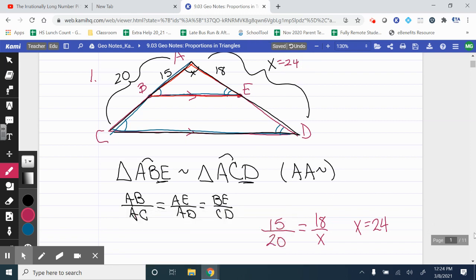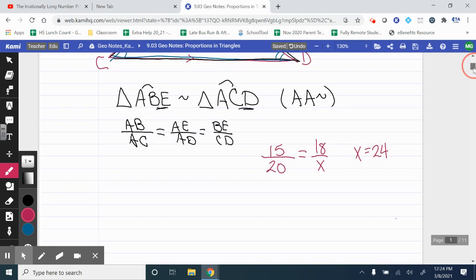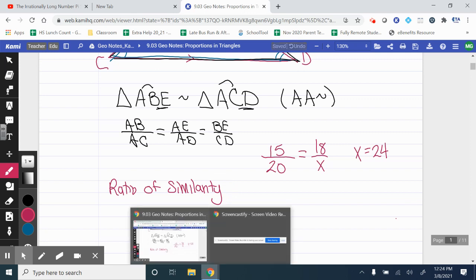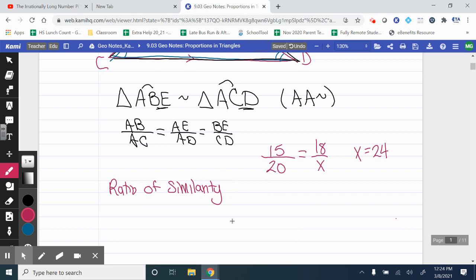Now let's talk about what is your ratio of similarity here. So your ratio of similarity is the ratio of your sides. So the ratio of similarity, if our sides reduce here from 15 to 20 is our ratio of similarity. So 15 to 20, which I could reduce 15 over 20 to 3 to 4. You can write it as a ratio like that, or you could write it as a fraction. Either way is fine for your ratio of similarity.